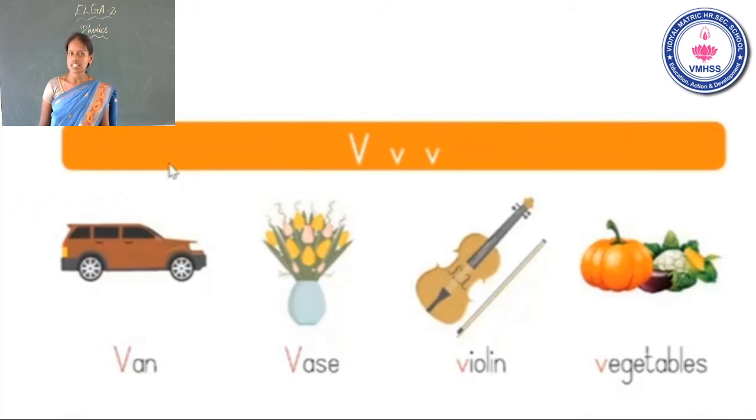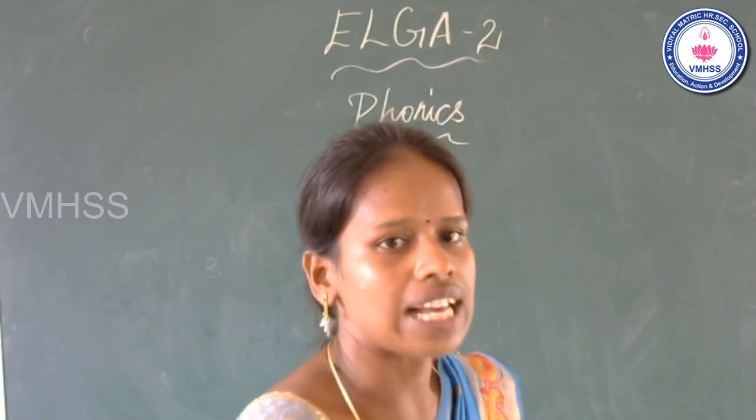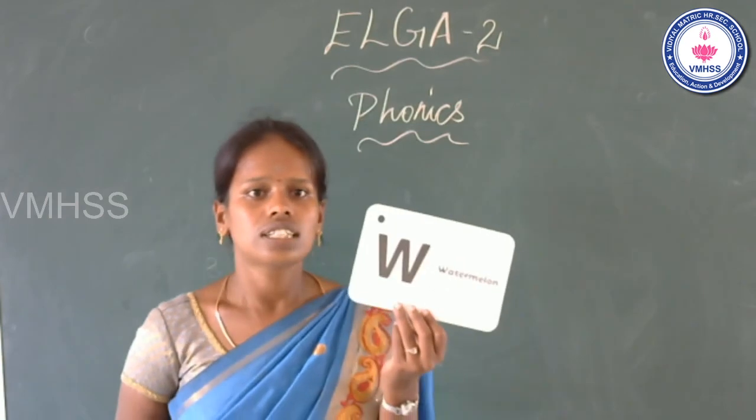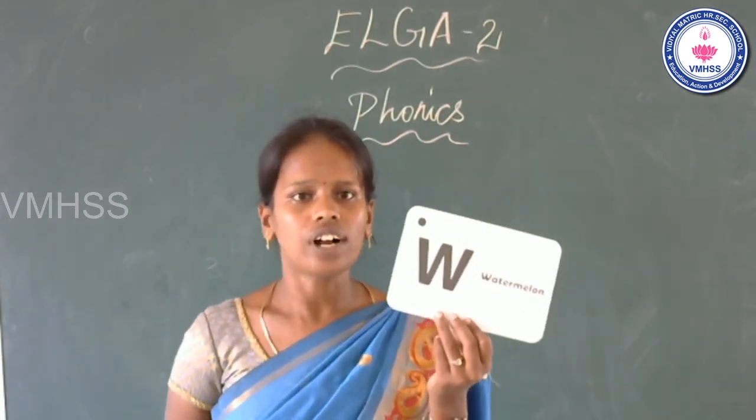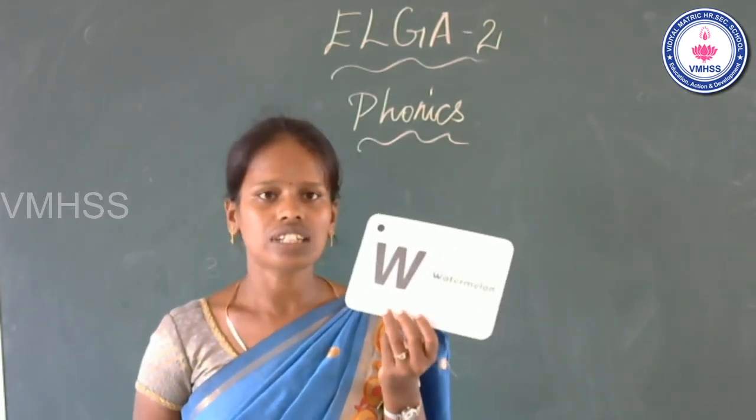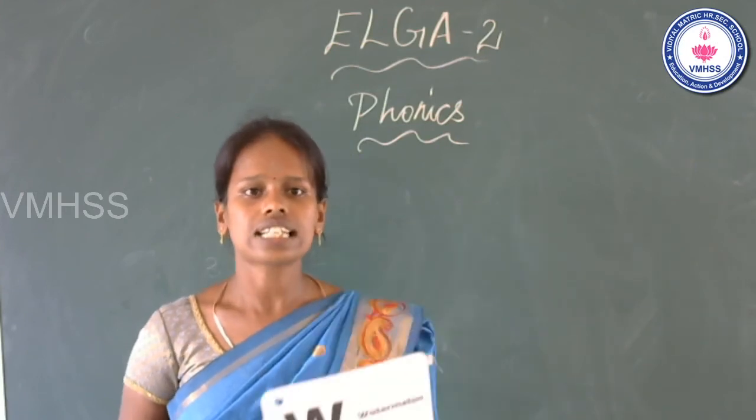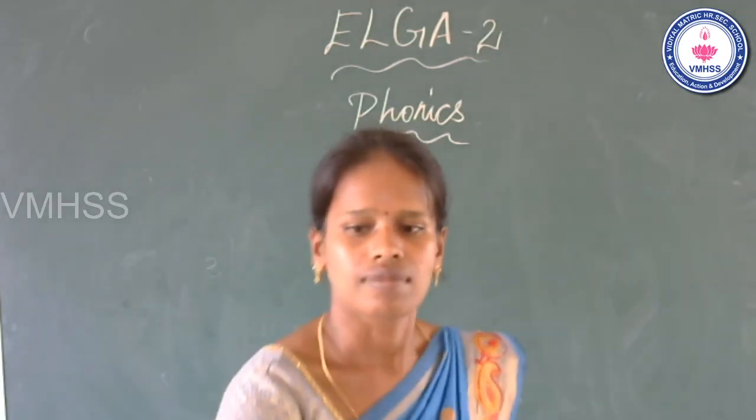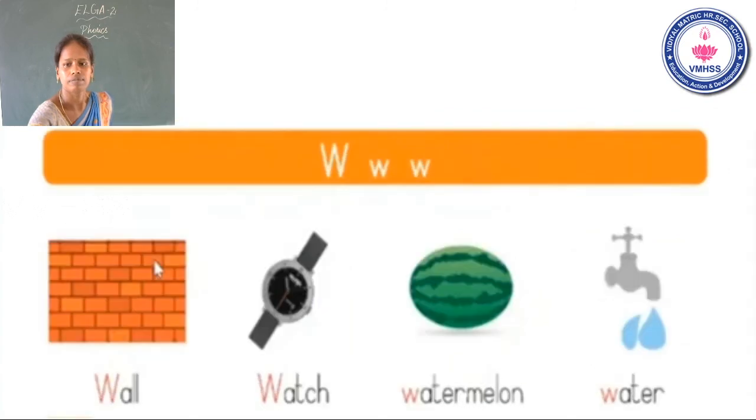Now go to the next letter. What is the next letter, students? Yes, the letter W. Okay. See the flashcard. The name of the letter W. The sound of the letter W. Okay. The sound of the letter W. Okay. Let's see some words. Look at the slide. Okay.